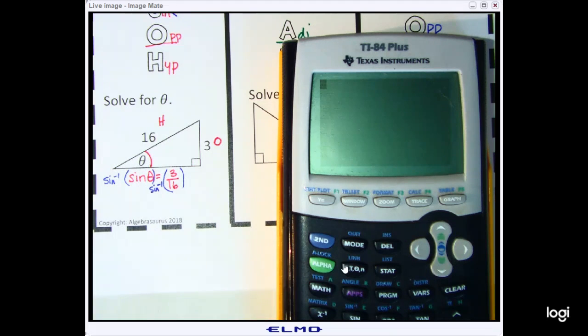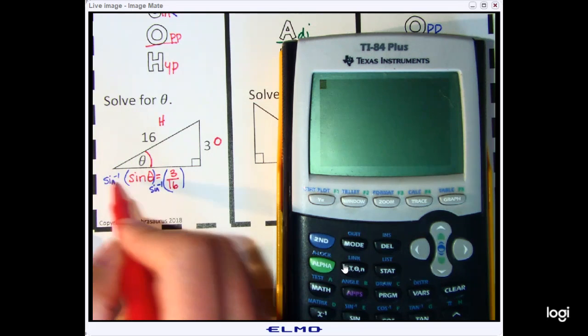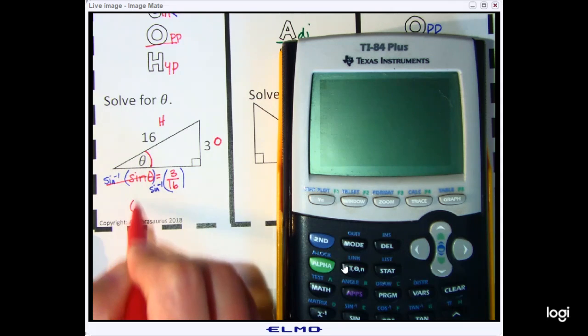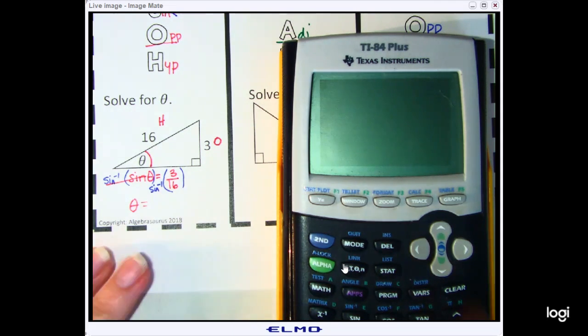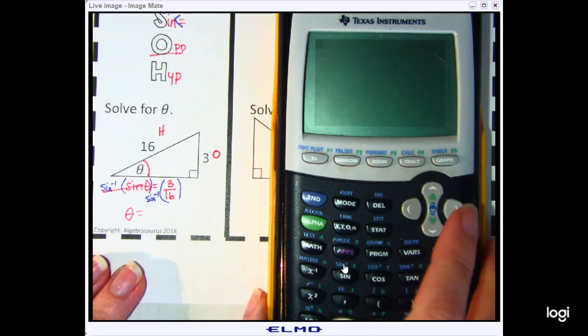Well, over here on the left-hand side, that's just easy. Those cancel each other out, and I'm left with theta. And that's what I'm solving for, right? Theta equals, all right, and this is how we type it in our calculator.